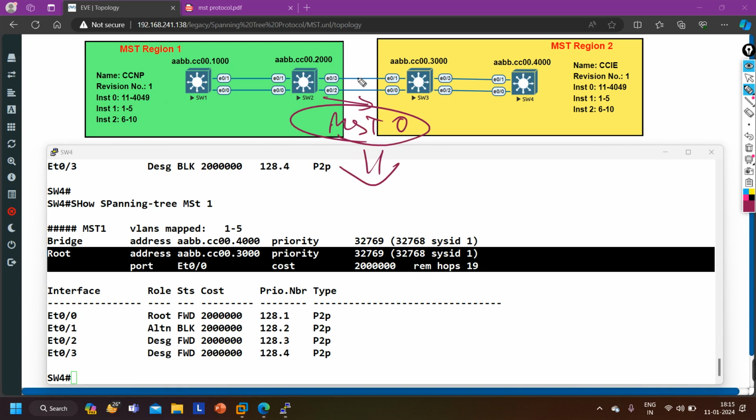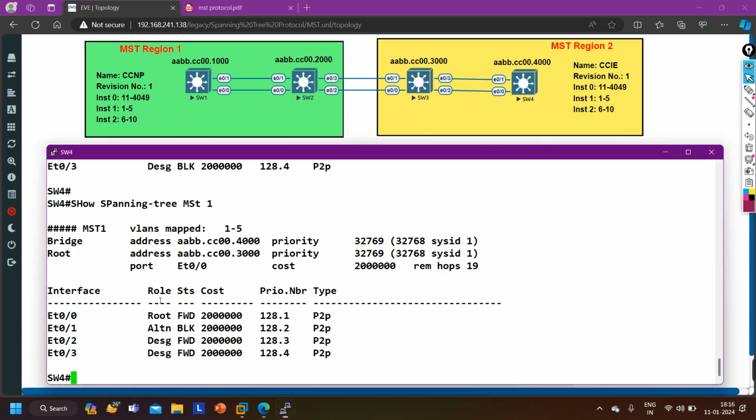So that's why I told you we cannot achieve load balancing between switch 2 and switch 3 now, right? So for instance 1 and instance 2 on switch number 4, we have only the regional root bridge. We don't have the CIST, the common internal spanning tree root bridge, or you can say inter root bridge. We have the inter regional root bridge for instance 0 only, right? Then how will switch 4 forward, let's say, traffic of VLAN 6?